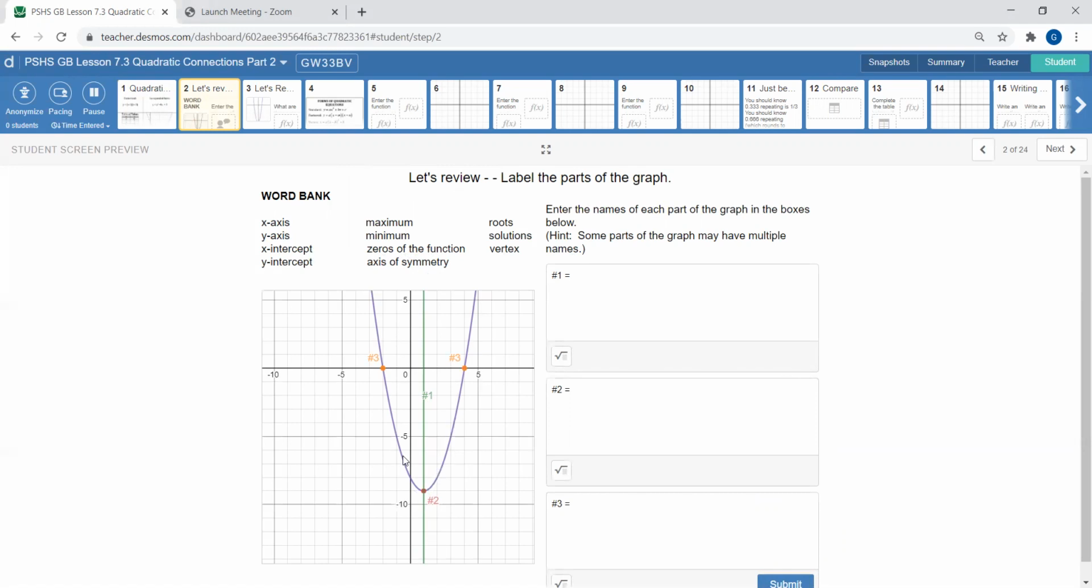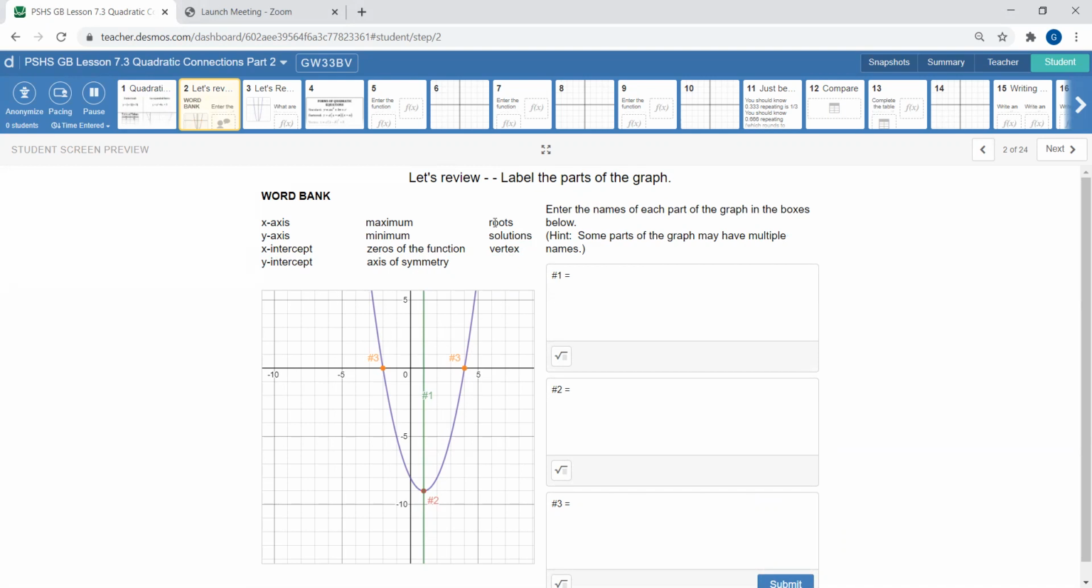Number 2 is the lowest point on the graph. So the word for that is vertex. And for number 3, we see that there's two, well, I'm calling them x-intercepts because that's the first word that I think of. But also it says on here, some parts of the graph may have multiple names. So this is one of the key ones where there's lots of words that all mean the same here. So as well as x-intercepts, we could also use the word zeros, and they've put zeros as a function here. Also the word roots, and also solutions.